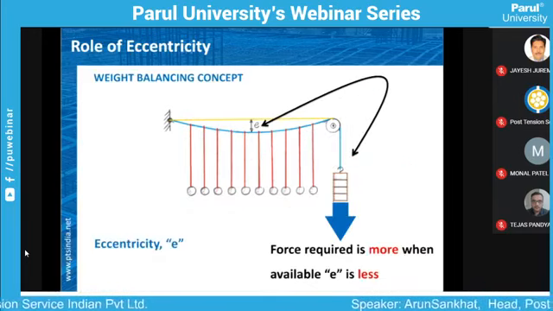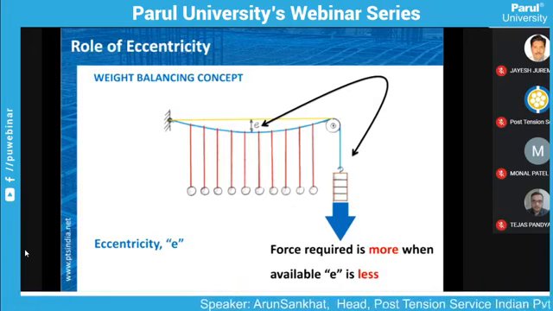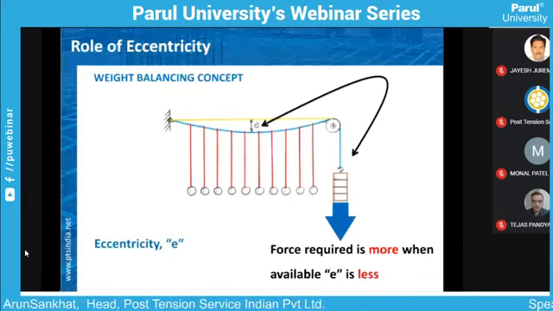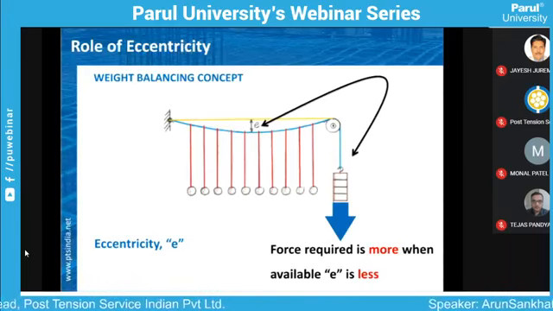So your counterbalance force, or your force in the cable, or force in the member must be more. So if your force is more, then you can achieve less eccentricity, and ultimately you can achieve less depth of the member. So that is the beauty, or that is the magic by which we can reduce the depth of the member.